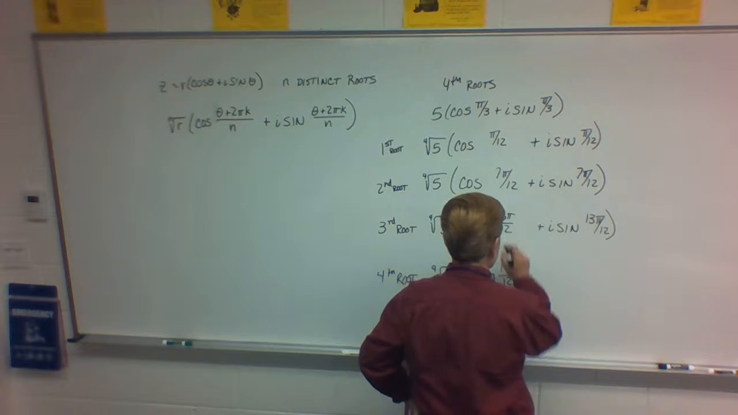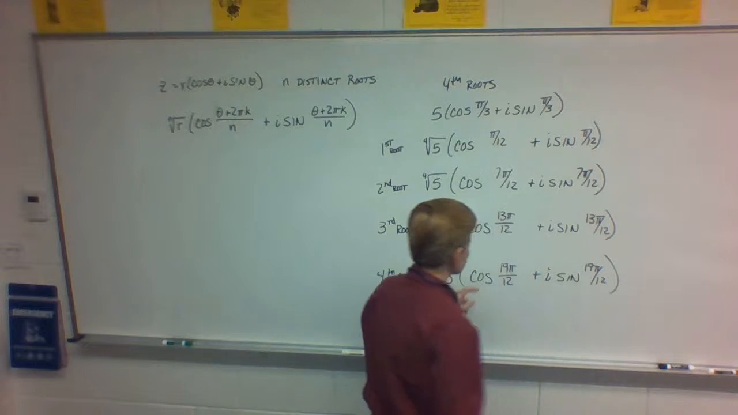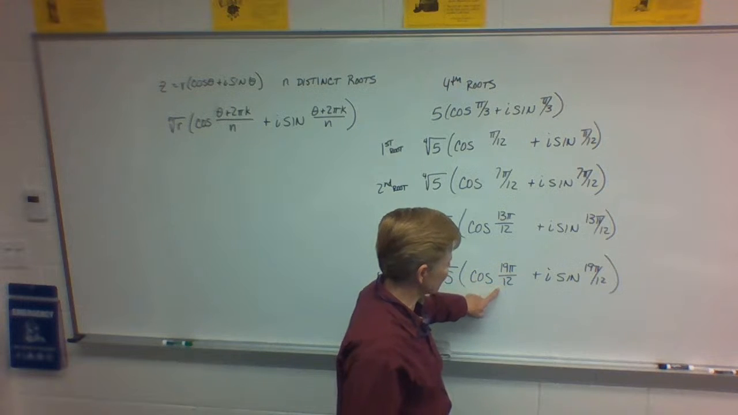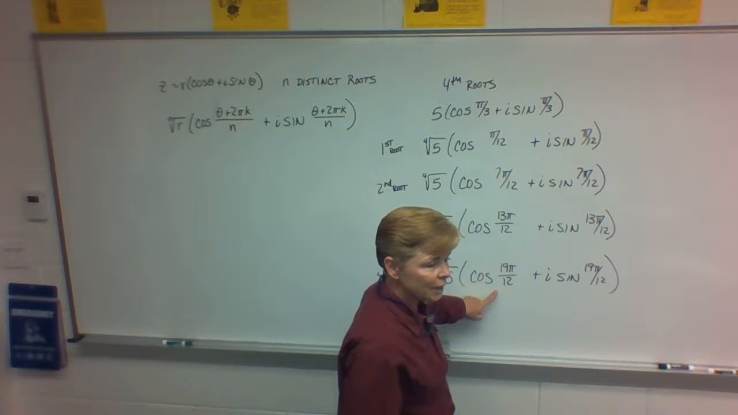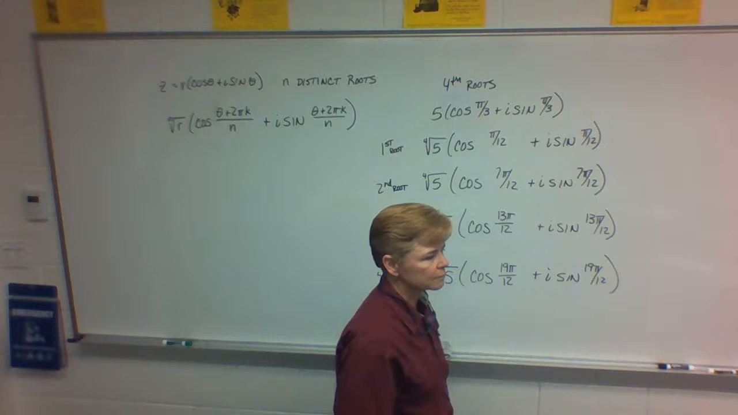19 pi 12ths, because I added 6 to 13, plus i sine 19 pi 12ths. And the reason why we don't go any further is because if I added 6 to 19 pi 12ths, it would be 25 pi 12ths, which is more than 2 pi, which means I've gone all the way around.